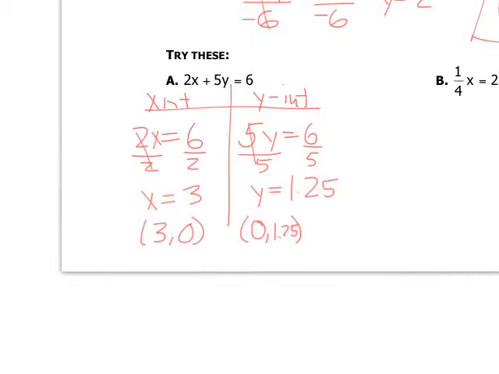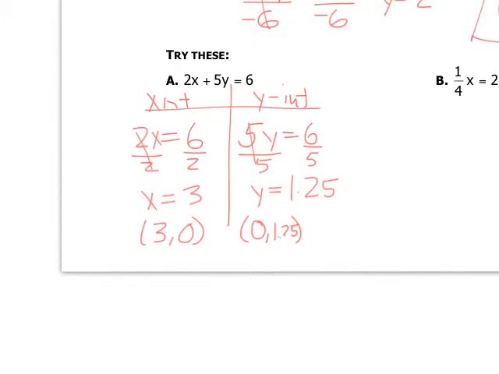So I finished out the x-intercept, got 3, 0. For my y-intercept, cover up the x term. Solve that down, you get 1.25. You could leave it as 6 over 5, but as far as graphing, the decimal is going to be a lot easier for you to graph rather than 6/5. Okay. So any questions on A?